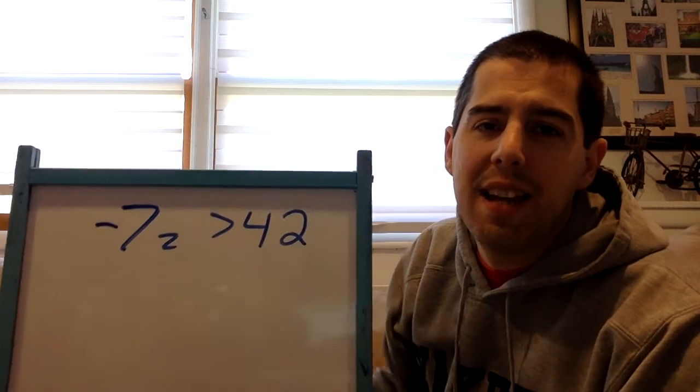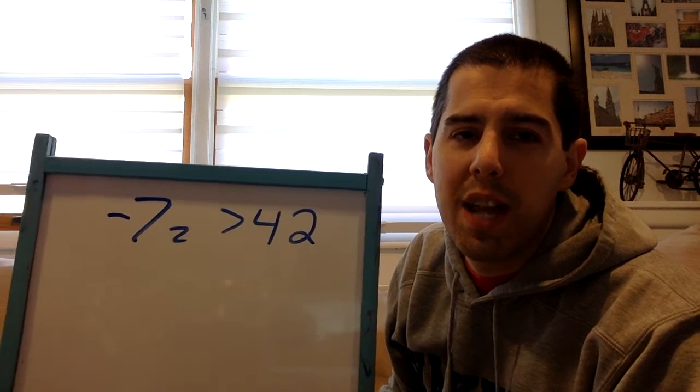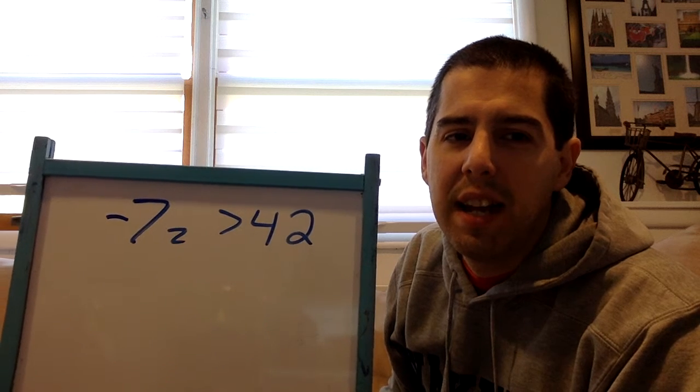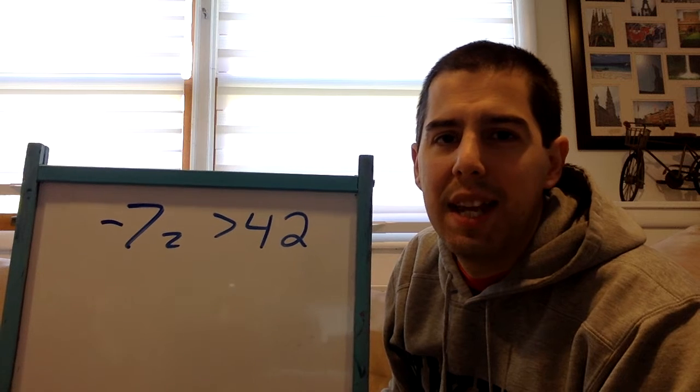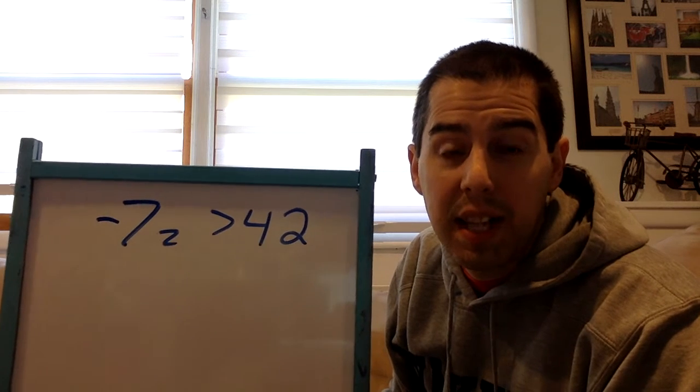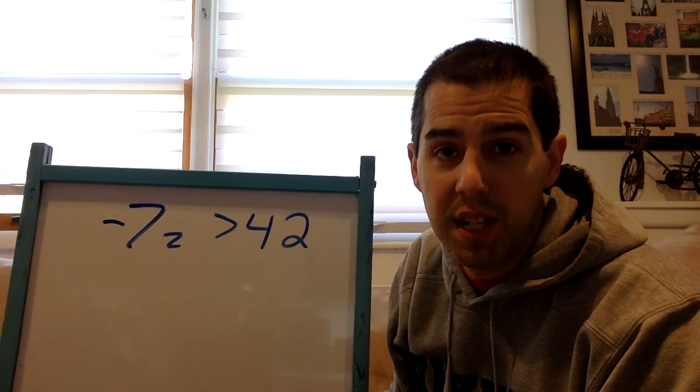Lesson 6, 7, inequalities. This time we're multiplying and dividing. -7 multiplied by z is greater than 42. This is the one thing about the lesson that I think is confusing.